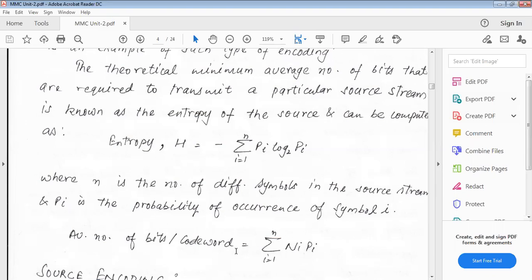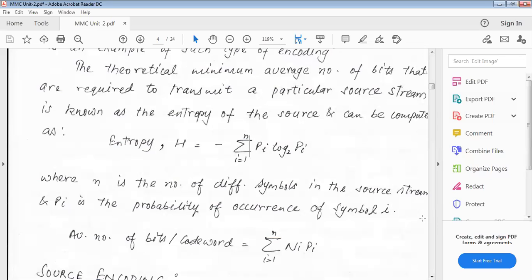Okay, so using all these, finding out the entropy and the average number of bits that are required, we are going to transmit using statistical encoding. That is the concept behind statistical encoding. This is one type of encoding scheme used for transmitting.